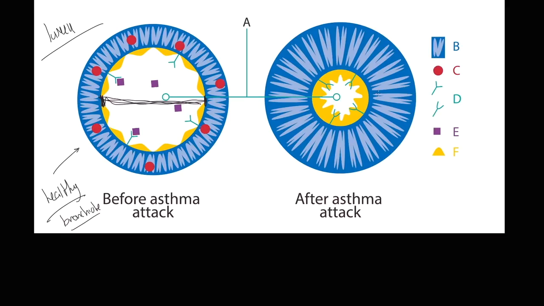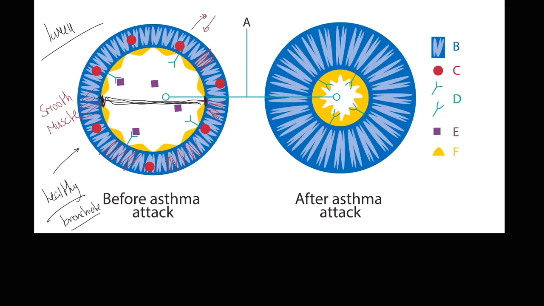Other points I'd like to make are that in this surrounding structure, this blue butterfly area, is what we call smooth muscle. You will have come across smooth muscle before, because it's a type of muscle which, for example, surrounds the digestive tract. It also surrounds arteries and veins, as well as venules and arterioles. And this smooth muscle, of course, can constrict and it can dilate.